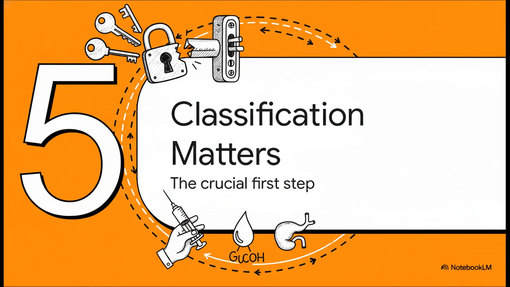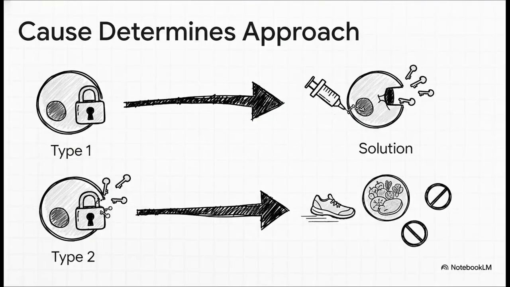But why does this even matter? Why is it so critical to tell them apart? It matters because the cause determines the solution. It's as simple as that. I mean, if your problem is missing keys, like in type 1, the only solution is to get new keys, and that means taking insulin. But if the problem is faulty locks, like in type 2, your first step might be things to help fix those locks, like diet and exercise. Getting the classification right isn't just an academic exercise, it's the absolute foundation for getting the right treatment.